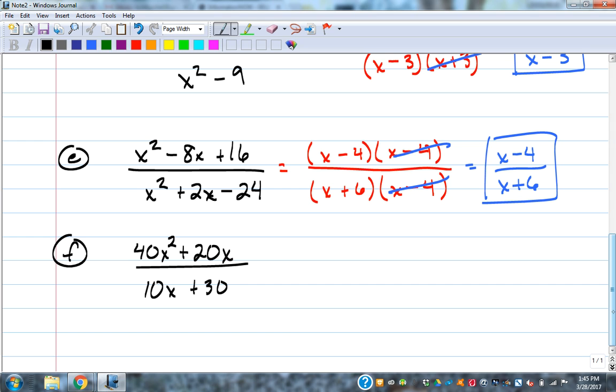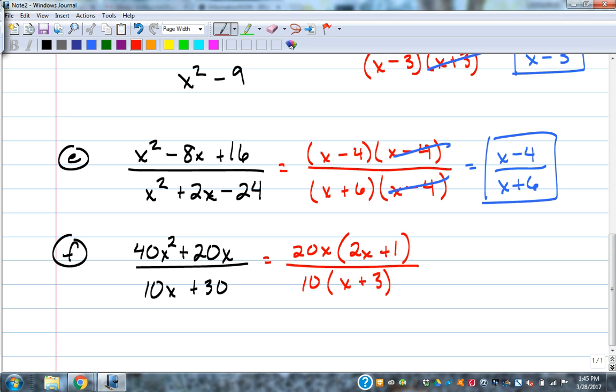What do we do? Why 20x? GCF of that top part is 20x. Leaves what inside? X plus 1. On the bottom, GCF is what? 10. And leaves x plus 3.